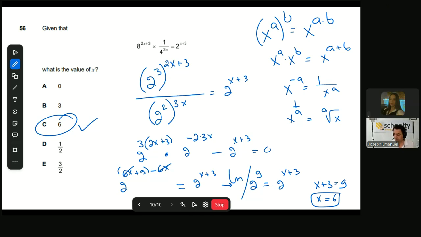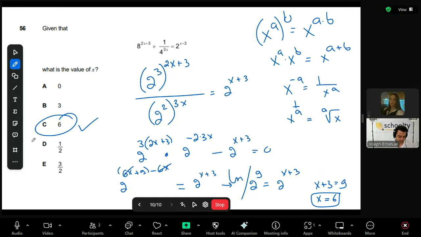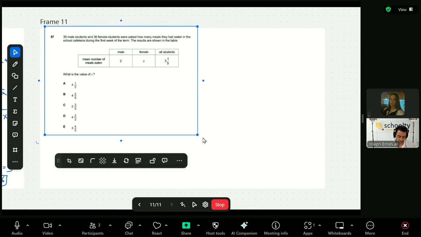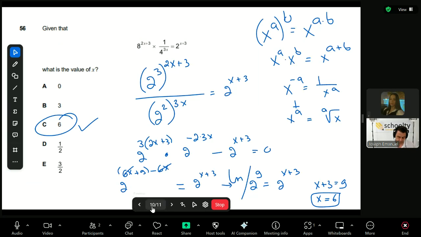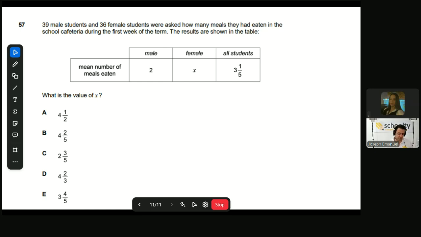Next question. Okay, so question 39, please read the question. 39 male students and 36 female students were asked how many meals they had eaten in the school cafeteria during the first week of the term. The results are shown in the table. What is the value of x, the female?